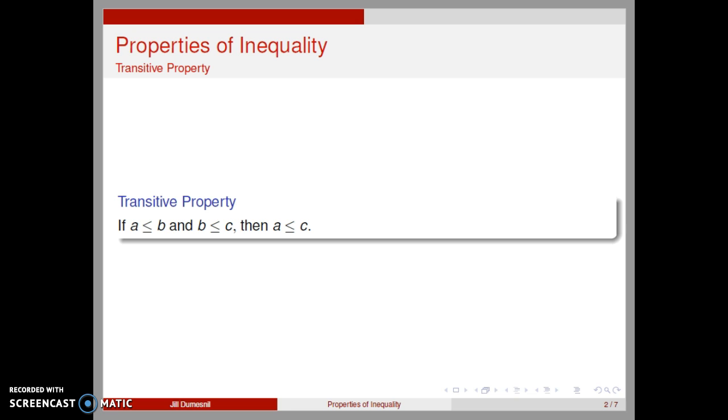The transitive property states that if A is less than or equal to B and B is less than or equal to C, then A is less than or equal to C. So given three quantities, if we know the first is less than or equal to the second, and the second is less than or equal to the third, then the first is also less than or equal to the third.